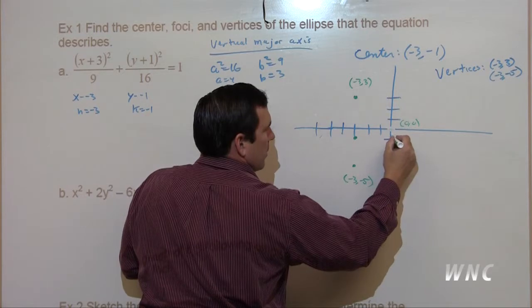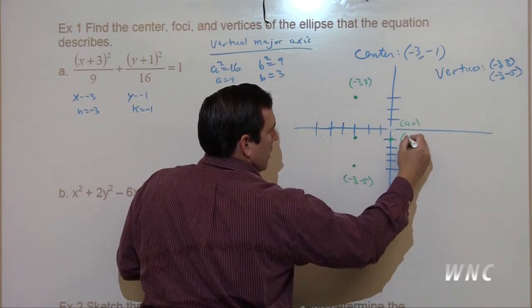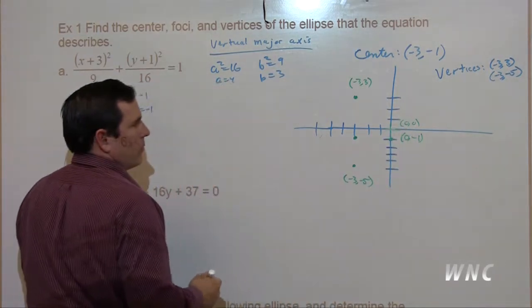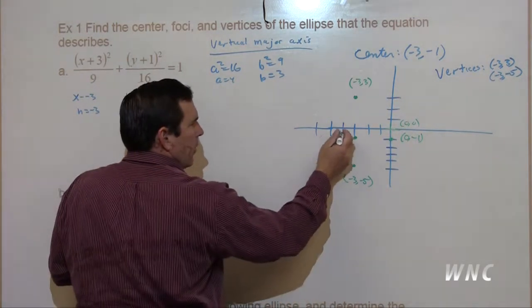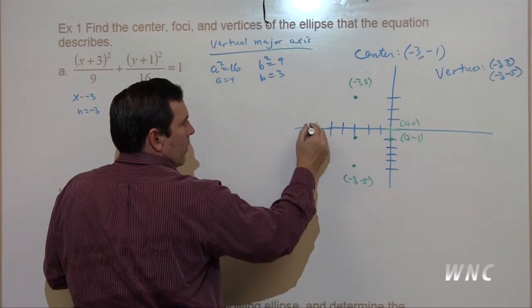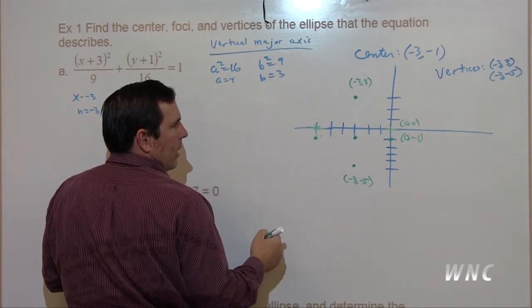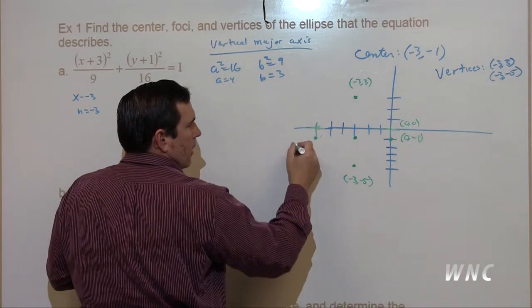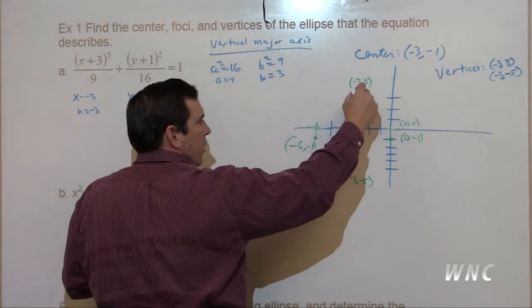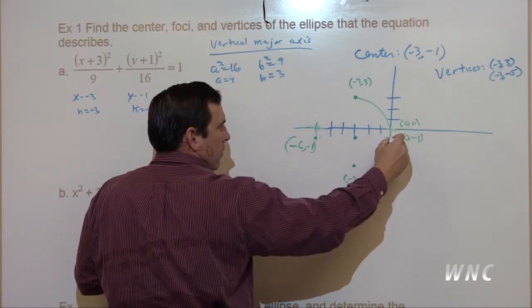It's down here at 0, negative 1. Okay. Then over here to the left 3, down here again, and that's located at negative 6, negative 1. So we could draw our ellipse now.